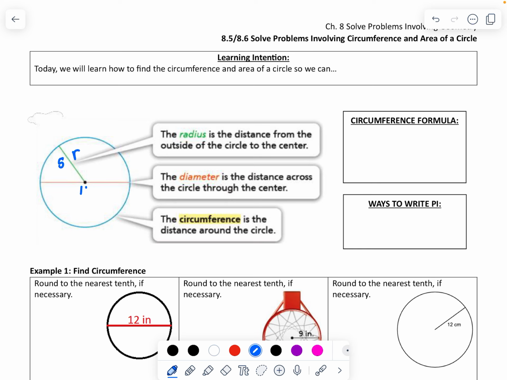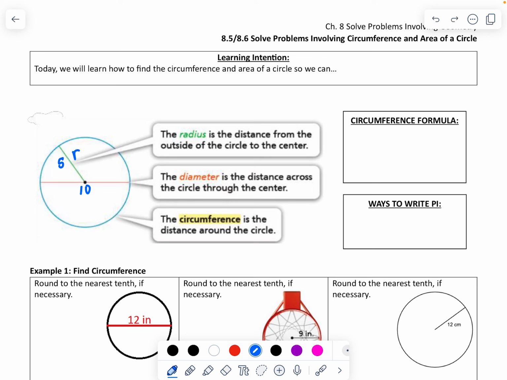And then our last vocab word on this page is circumference. The circumference is the distance around the circle. So it is like perimeter. We're finding the distance around the circle. That is circumference. So our circumference formula is going to be C equals 2 times pi times r.